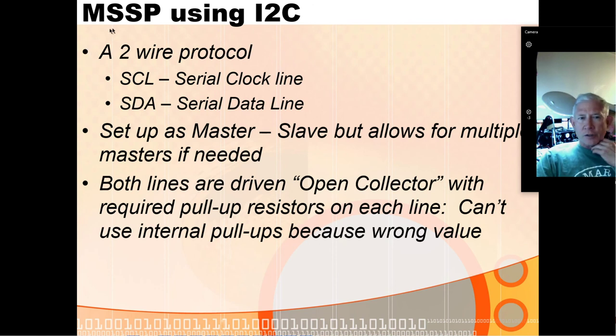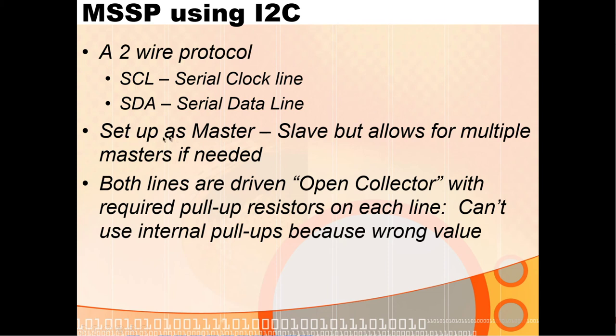Now we have the master synchronous serial port. There are two of those on this chip, and they can be configured to be I squared C, or they can be configured to be SPI, either one. And so they're very helpful and very nice in that regard. You can operate your chip as a master, and when you're using I2C, there can even be multiple masters. It's probably not a great idea, but it does provide for that. And you can also set your chip up to be a slave. So you could actually have one of your master synchronous serial ports running I2C as a master, and another one running I2C as a slave.